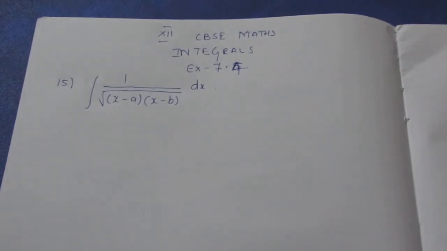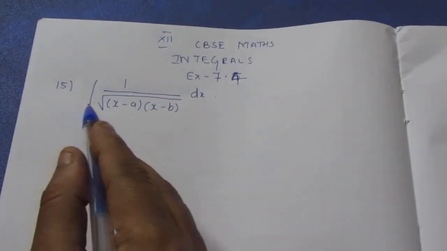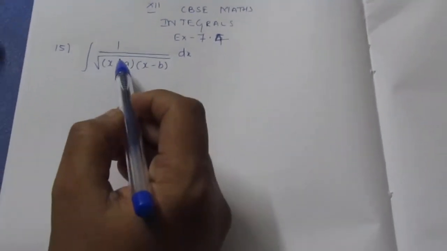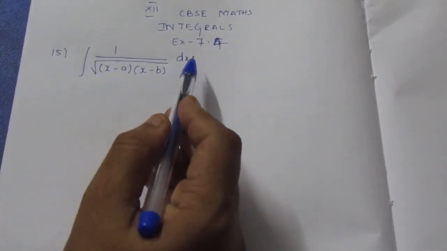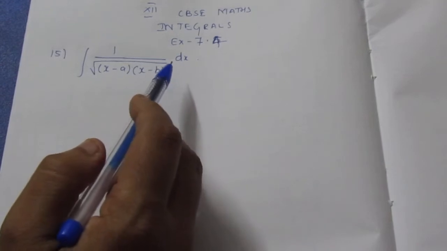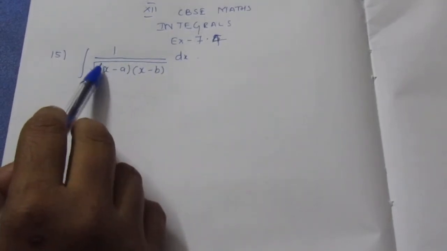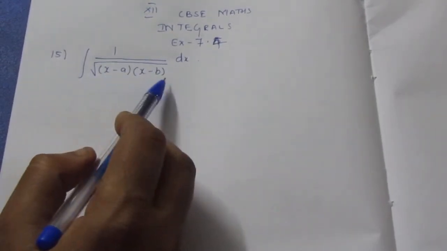Today we are going to see 12 CBSE Maths Integrals exercise 7.4 question number 15. Let's see the question. Integrate 1 by root of (x minus a) into (x minus b) dx. Here we have 1 by root of (x minus a) into (x minus b).